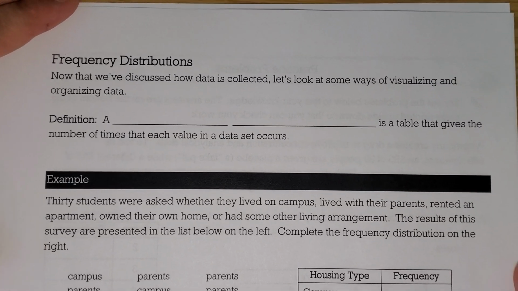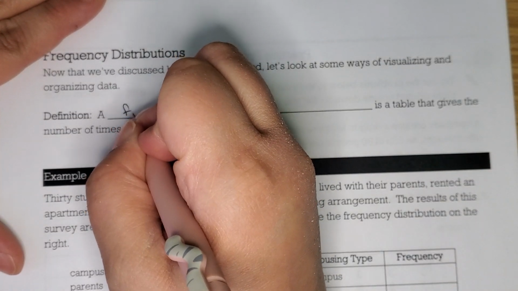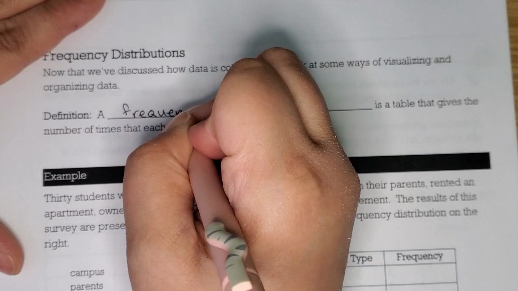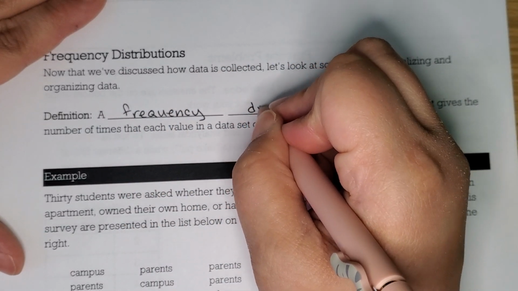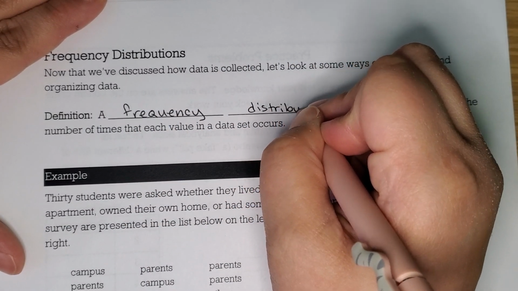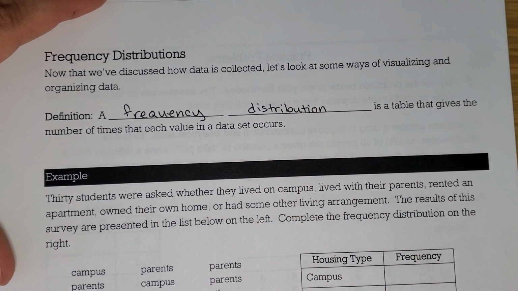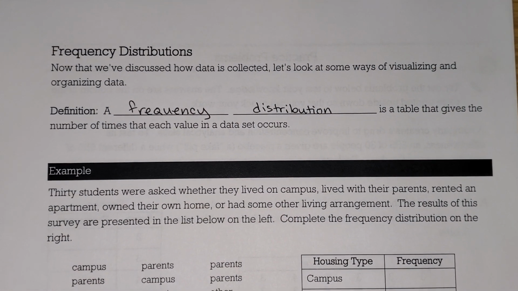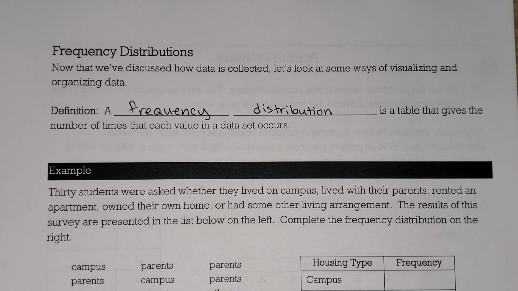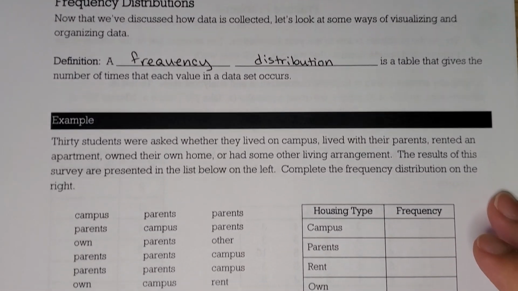And so let's fill in that definition. A frequency distribution shows how the frequency is distributed of the data. So what does that mean? Frequency means how often something happens. So we're going to see how often each value occurs in the data set. That's what we're looking for in a frequency distribution.